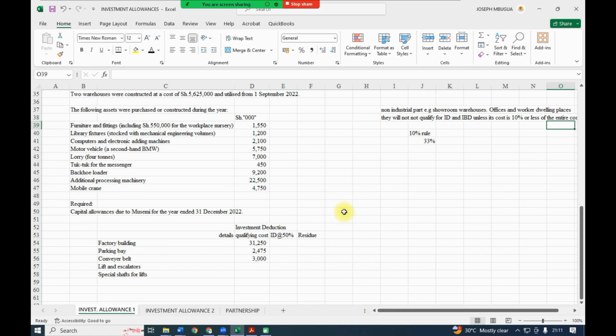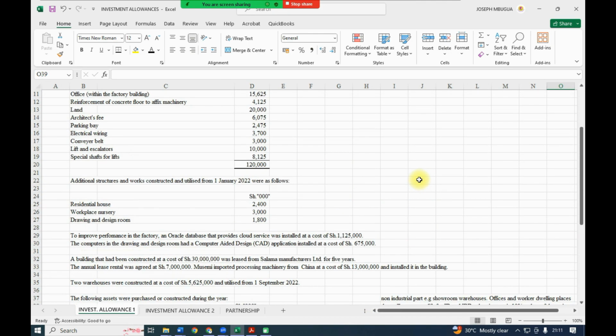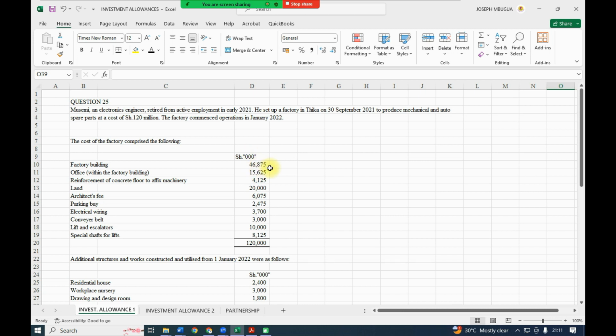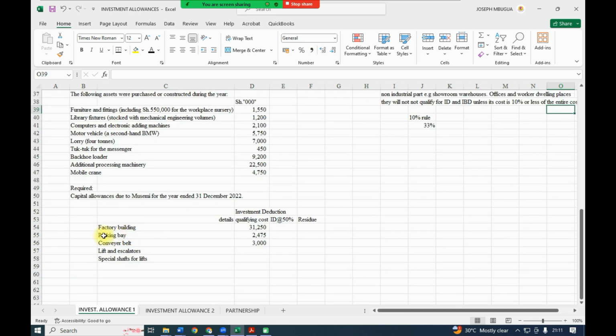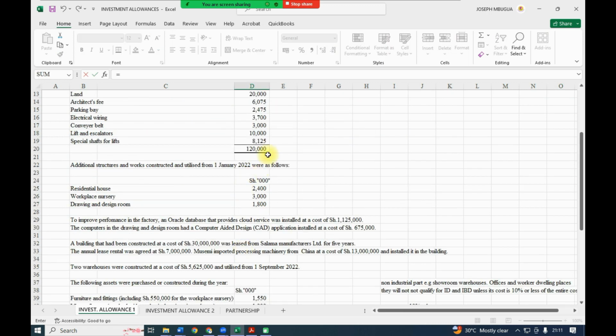Just to confirm whether it is more, we have seen it being more. So we have taken 15 divided by 46, the entire cost of the factory building that we are having here, without the other accessories or other elements that are attached to the factory building. We are just eliminating that non-industrial part, but the other industrial part, we shall calculate them separately. And already we have started with the factory building, parking bay, conveyor belt. We had lift and escalators.